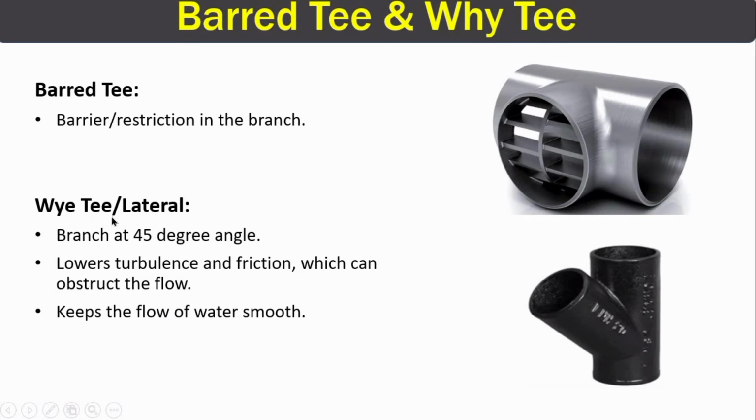YT, or they are also called laterals. They are similar to the normal T's with the difference that it has the branch at a 45-degree angle, and that actually lowers the turbulent flow or friction in the fluid, and they are used in high pressure pipelines where the flow of the water needs to be very smooth.